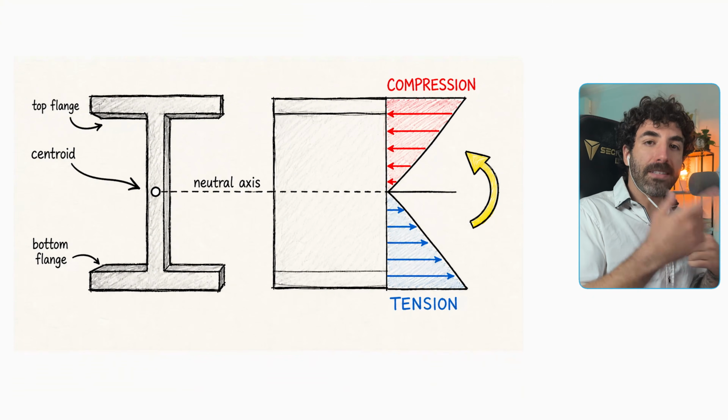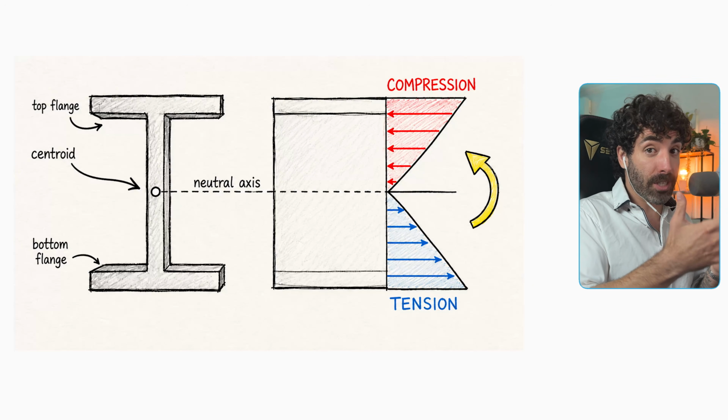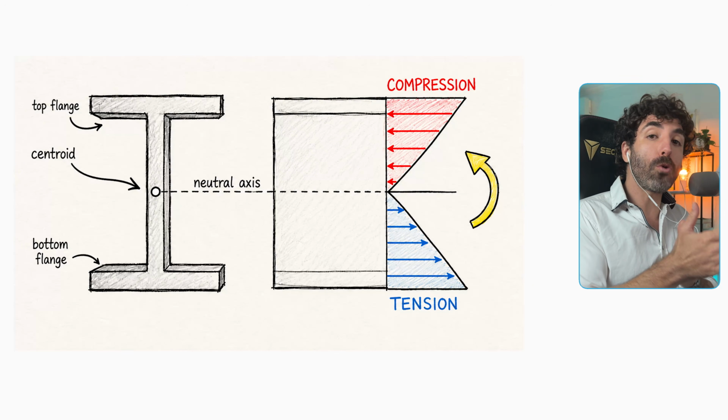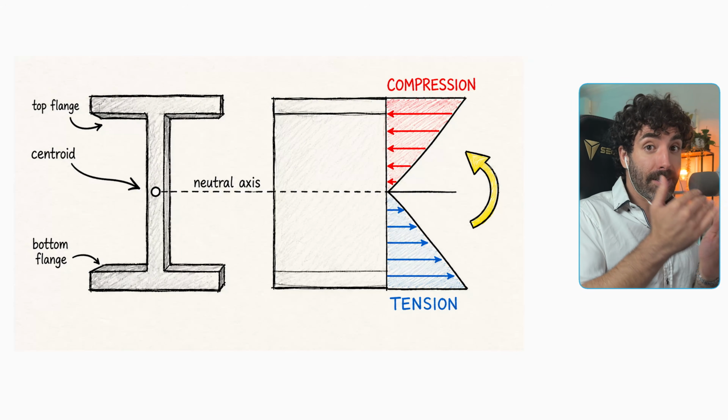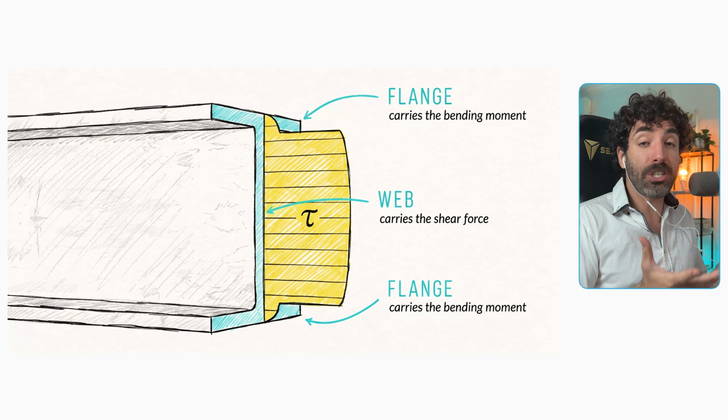Not new for you. You learned this in mechanics of materials. My point here is the flanges are taking the bending moment. Yeah, bending creates compression and tension. So in an I-beam, for example, the flanges do most of the work resisting that tension and compression couple. And then the web does most of the shear work.